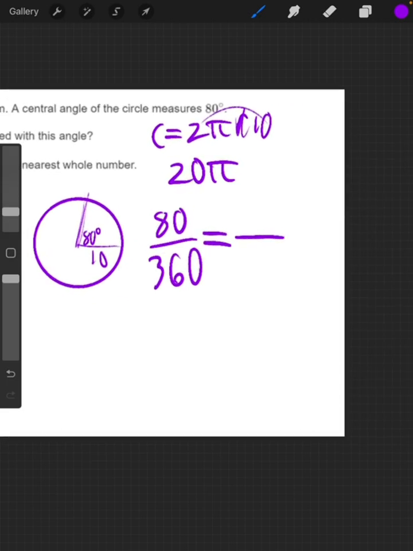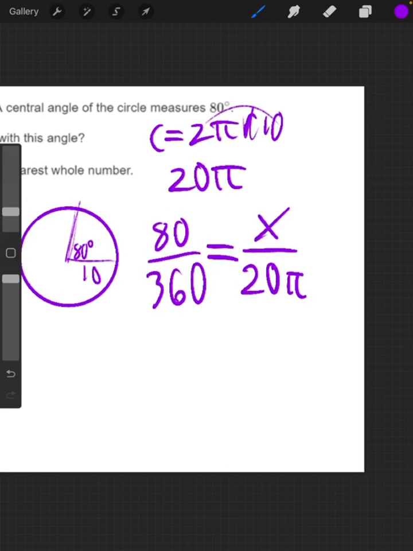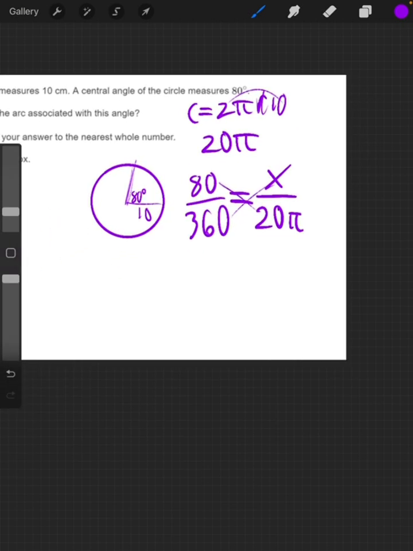So we take 80 over 360, and we set it equal to x over the circumference, and we need to find this arc length right here. So let's just cross multiply. We can ignore the zeros, so 8 times 20 would be 160 pi.